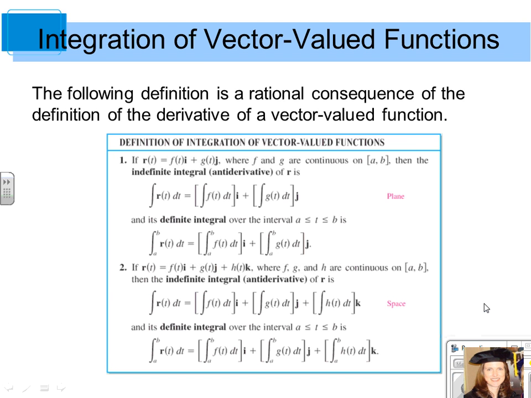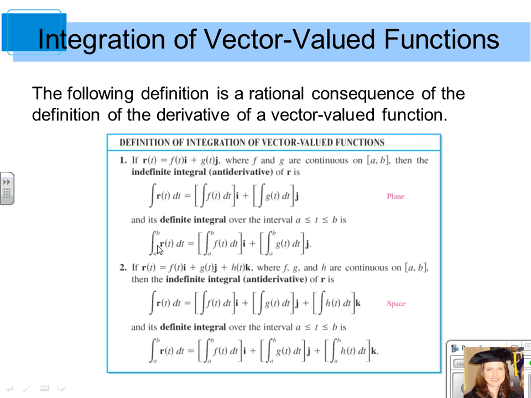In this video, we'll be looking at integration of vector-valued functions. The following definition is a rational consequence of the definition of derivative of a vector-valued function. To do integration of vector-valued functions, you're going to be doing the antiderivative. So the antiderivative of the vector-valued function r of t dt is equal to the antiderivative of each of the components of that vector-valued function, whether it be in the plane or in space.